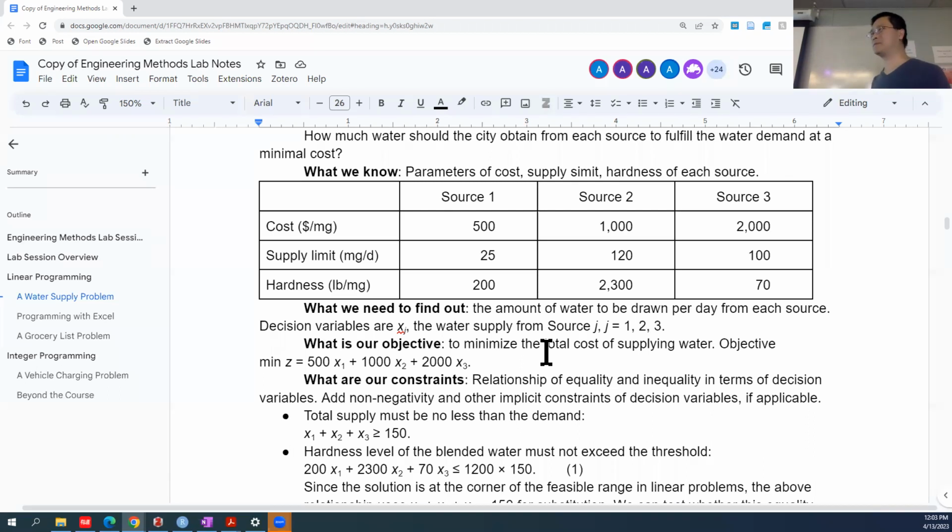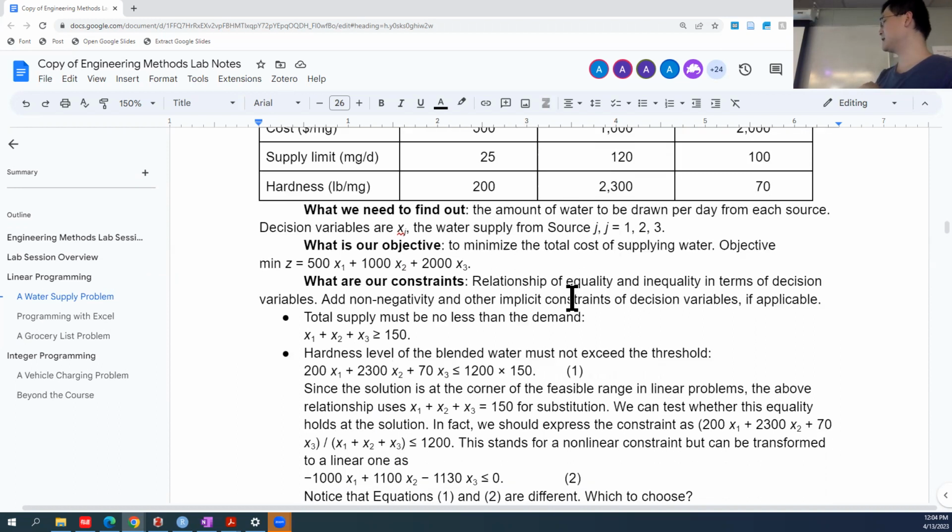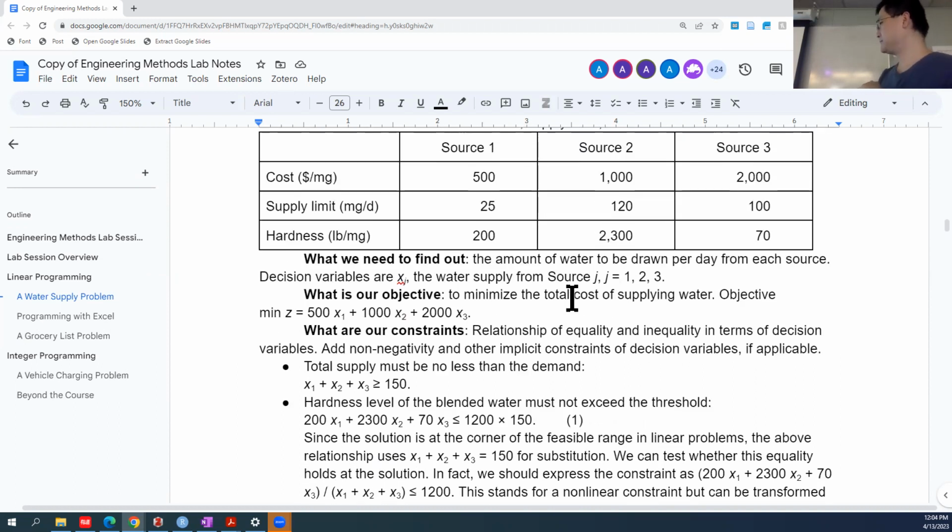Any question here about step one? So this is how we can use step one, extract parameters. The result would be a table of all the coefficients. Here I also included the supply limit in this table.